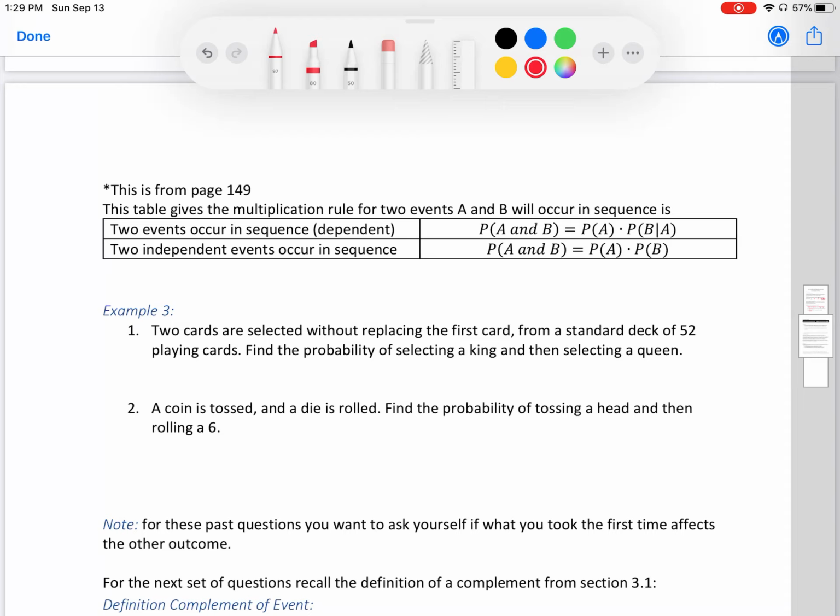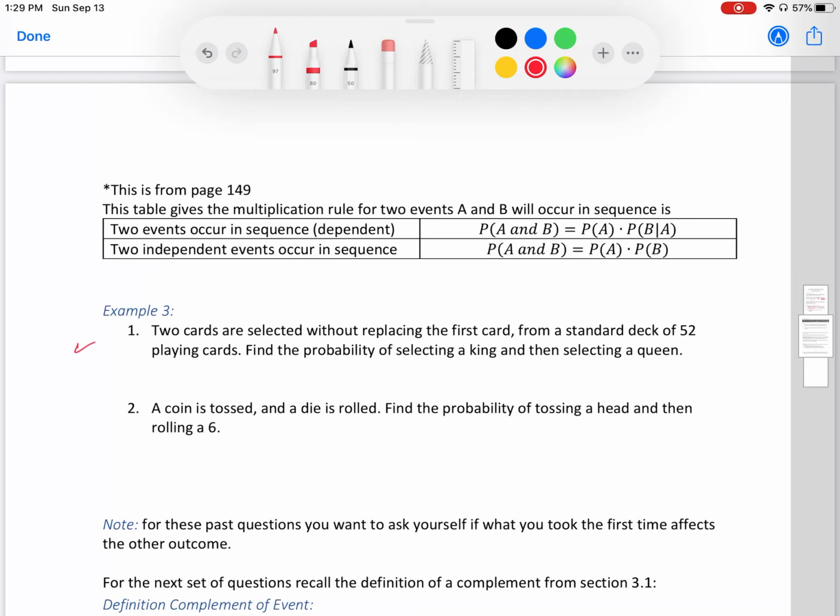All right. This table gives us the multiplication rule for two events, just so we have them handy. If they're dependent, it's the product of the two probabilities, with the second one conditional on the first. And if they're independent, we just multiply the two probabilities separately without worrying about what the other one is doing, how it's affecting it.